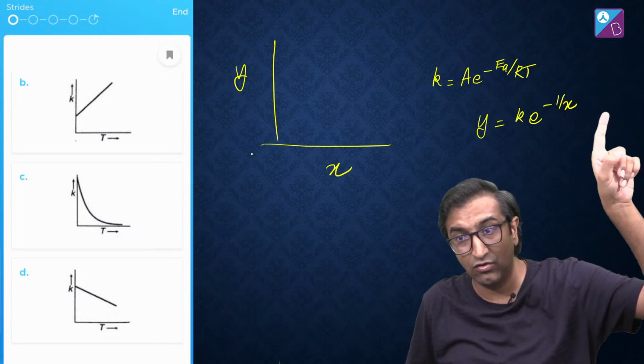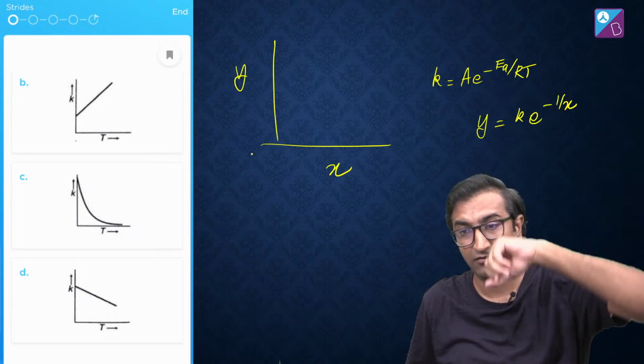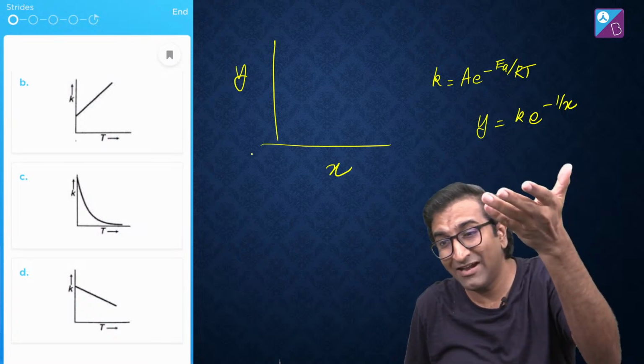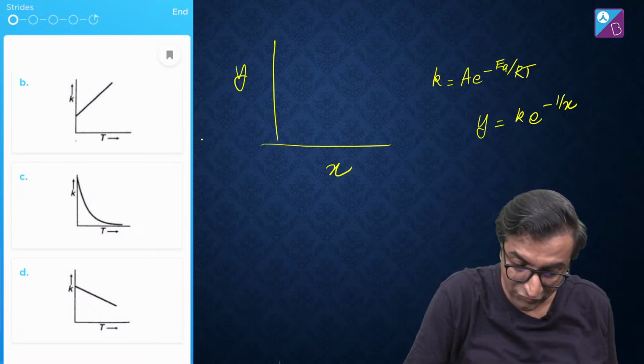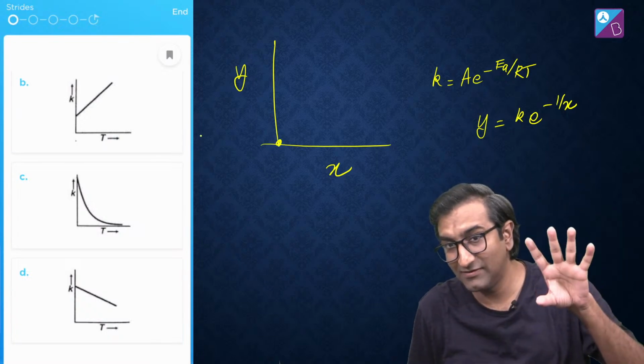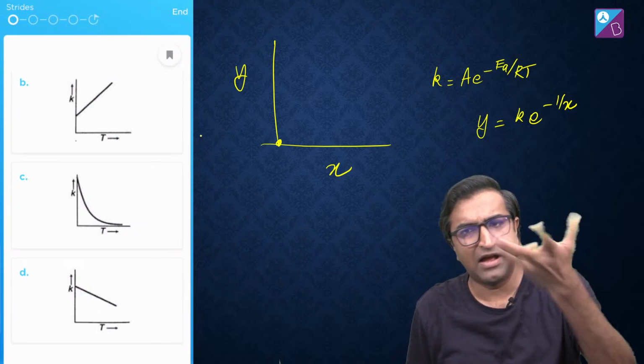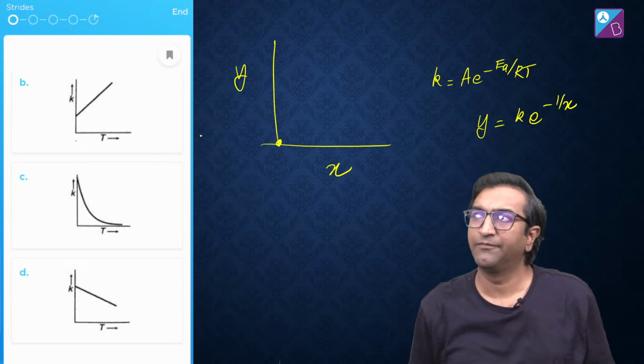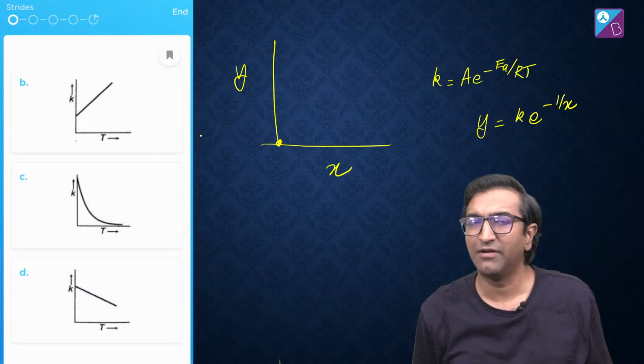अगर x की वैल्यू 0 ले लो तो इनफाइनाइट हो जाएगा, बट e पावर माइनस इनफाइनाइट मतलब 0 हो जाएगा. So this graph should start at 0. Okay, x is 0, and x की वैल्यू 5 ले लो तो मतलब 1/5. ठीक है, e पावर माइनस 1/5.